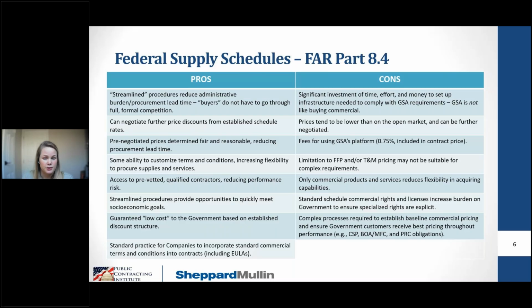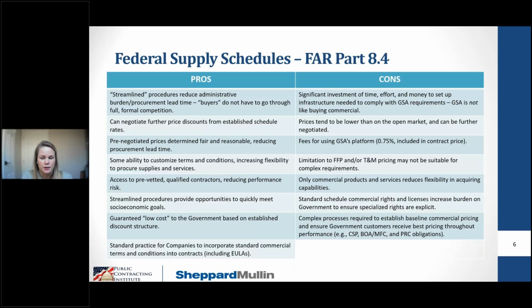As a contractor, you often end up selling at prices lower than what you might through open competition. And again, remember, there's always that opportunity for the government to negotiate even further discounts once they're actually ordering from you than just those prices you have on schedule. Contractors also have to pay an administrative fee for using the schedules program. Again, it's limited to fixed price and time and material contracting, no cost type contracting. You're limited to selling commercial products and services that you can prove qualify as commercial.